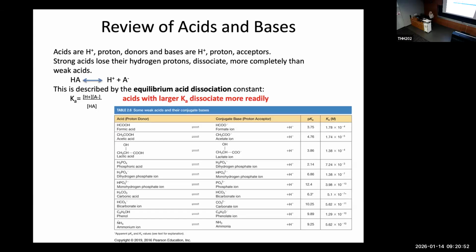And strong acids, this is an acid, a generic acid with its hydrogen. In that form, it's called associated. It's associated with its proton. And then it can go back and forth and become dissociated. In this case, the acid is dissociated. We have its so-called conjugate base. This is its base form. It's lost its proton, and this is the free proton.